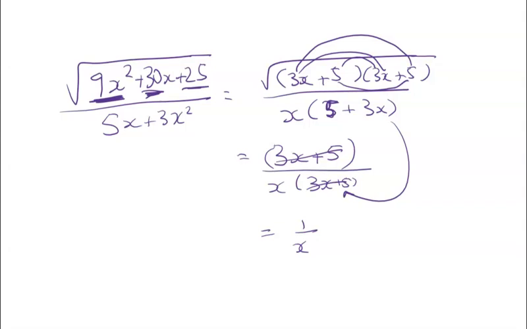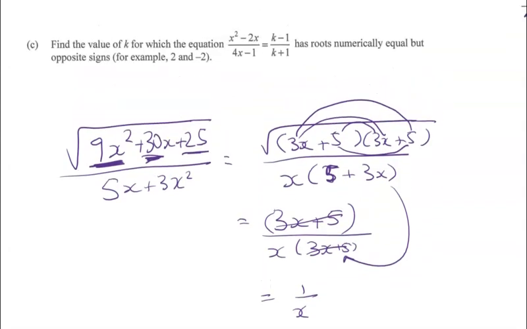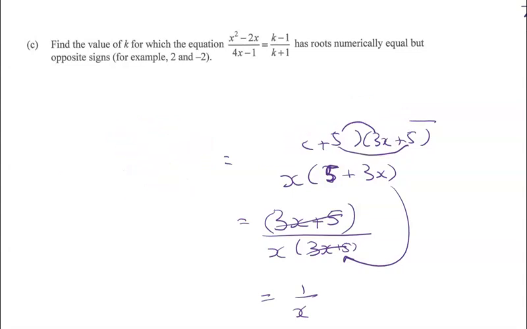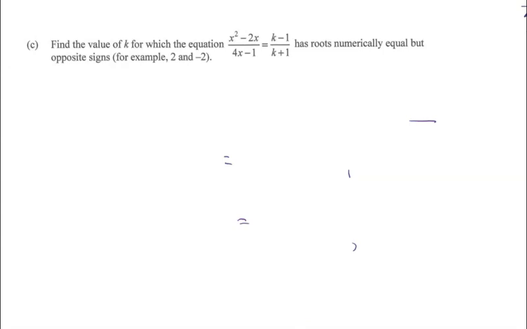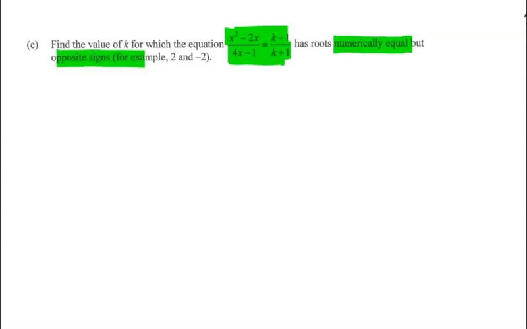Okay, so both of those first two, I think, are just testing pretty mechanical skills with quadratics, but this next question, you need to have a bit of a think about what's going on. And if you've done enough pattern spotting, I think you'll see how to do this next one. So find the value of k for which this equation, which looks bad, but is going to be just a quadratic, has roots numerically equal, but opposite signs. For example, 2 and negative 2.